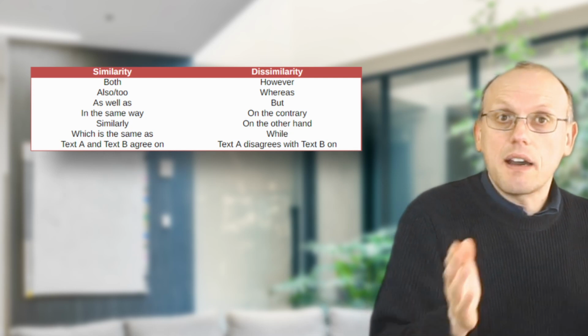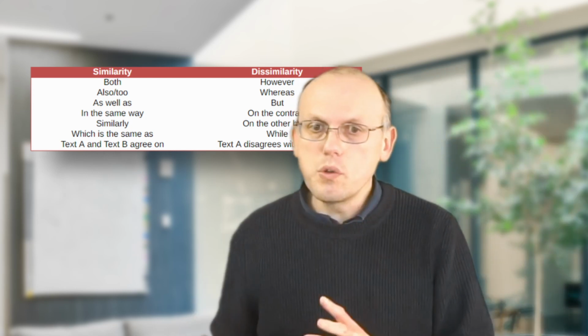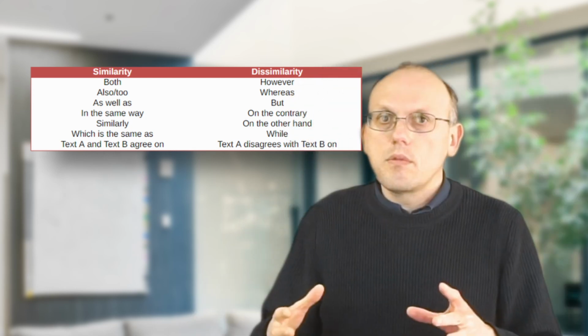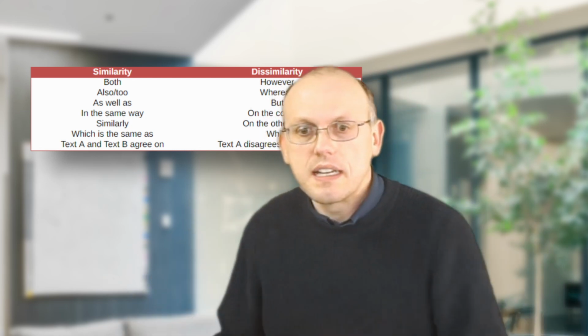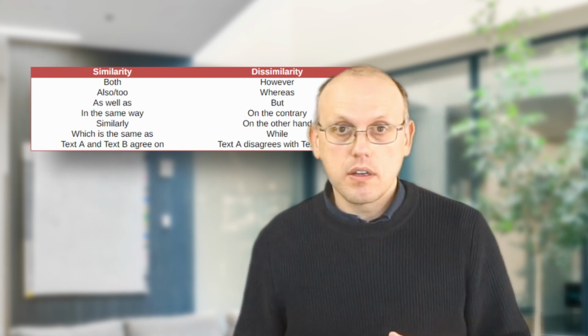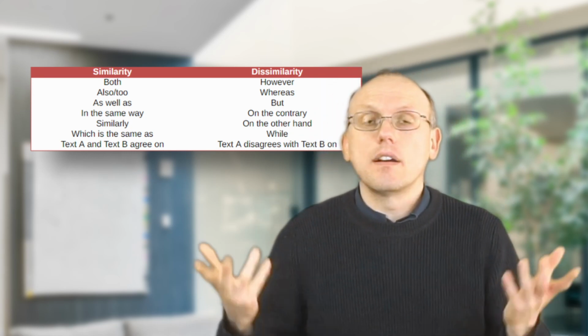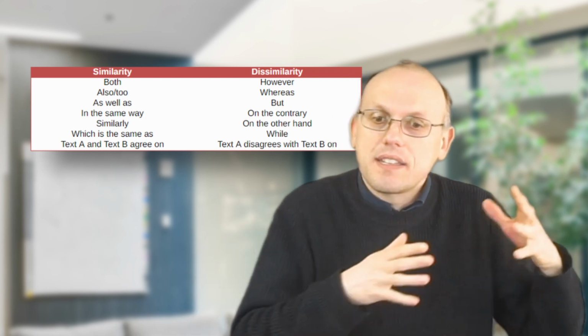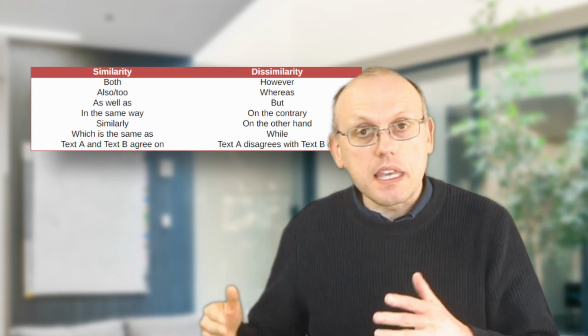If the two texts have different views, so opposing views, then we have to use different words like however, whereas, but, on the contrary, on the other hand, while, or text A disagrees with text B on. By using these terms, you're saying that these two texts differ. They have different views. But for your comparison to be valid, don't forget to link your points with this type of words.